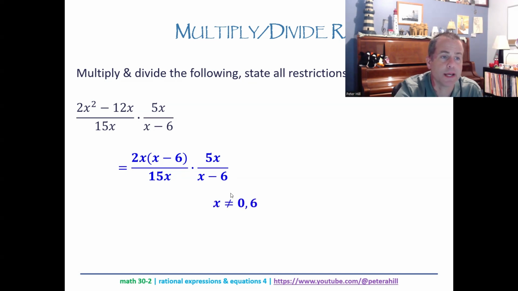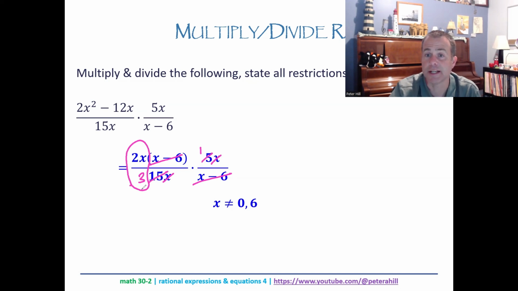Now, is there a way I can simplify this? Well, the x minus 6 divides the x minus 6. That becomes a 1. x divides x. And then 5 over 15 would reduce to 1 over 3. So now my final answer is right there. Everything else got divided out. My final answer will be 2x over 3.